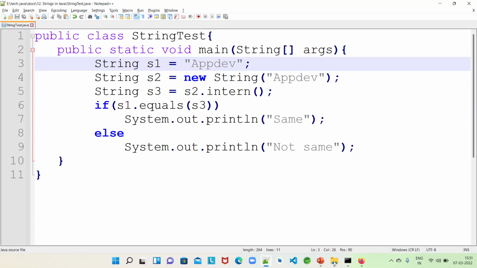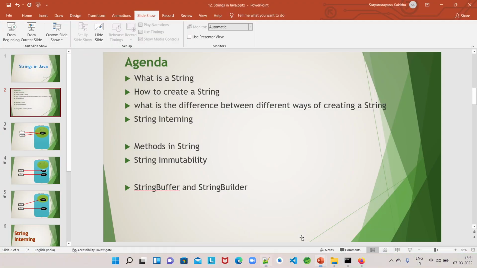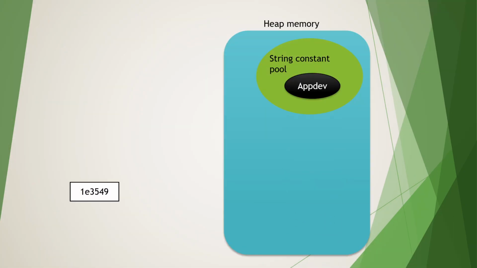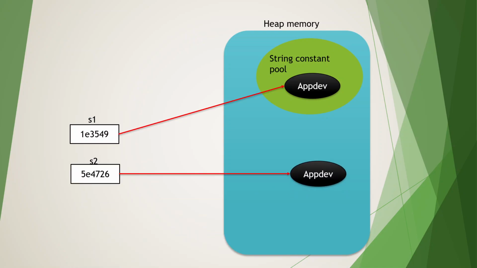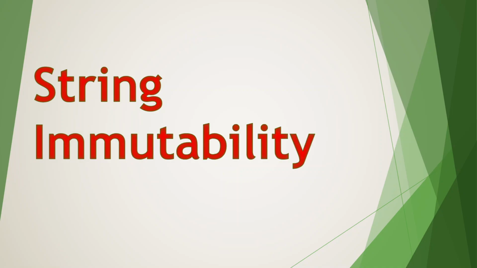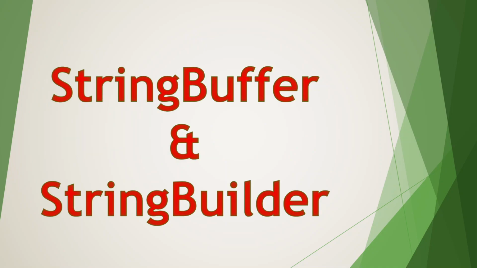That's all for today, guys. In the next video of this string concepts video series, we will check for string immutability. We will check a couple of methods that are available in the java.lang.String class. Then we will move on to the string immutability concept in the next video. After that, we will have one more video about StringBuffer and StringBuilder. With that, we will be completing the string concept video series.